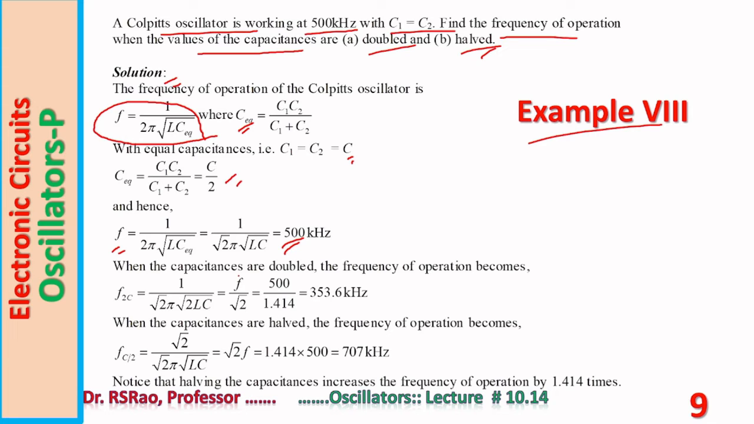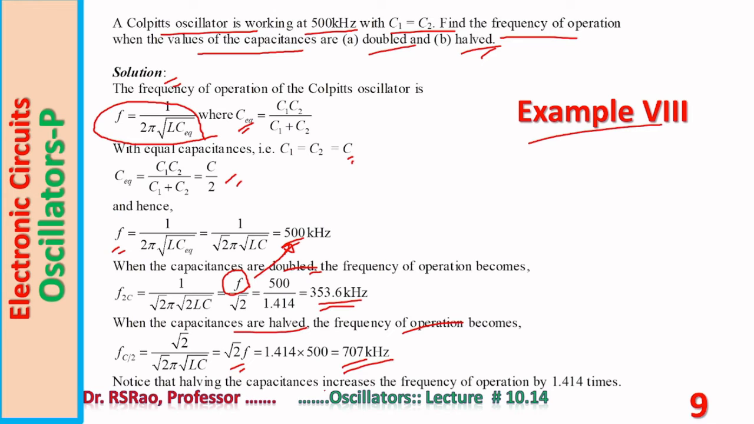When capacitances are doubled, then frequency of operation becomes 1 by 2 pi square root of 2 LC by 2. It is equal to F by root 2, becomes equal to 353.6 kilohertz. Here F is 500 kilohertz, which we calculated just now. When capacitances are halved, the frequency of operation becomes root 2 F. F is 500 kilohertz. It becomes 707 kilohertz.